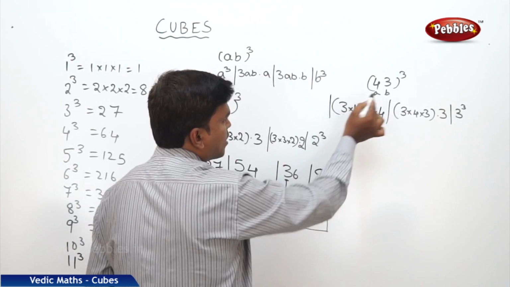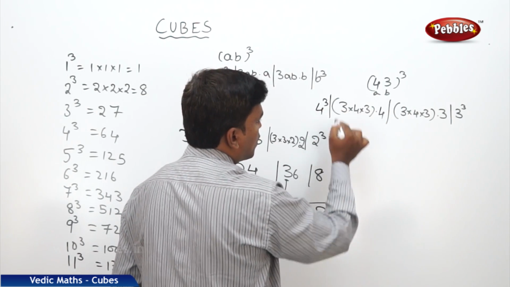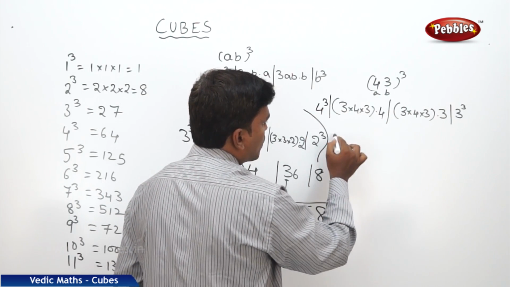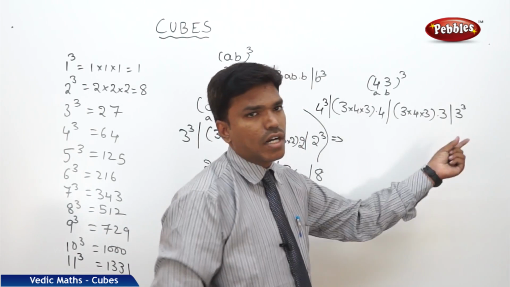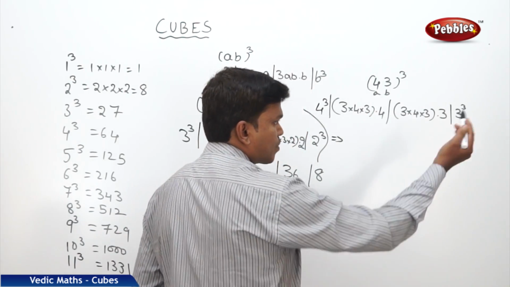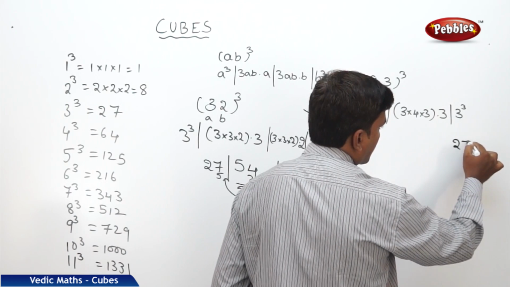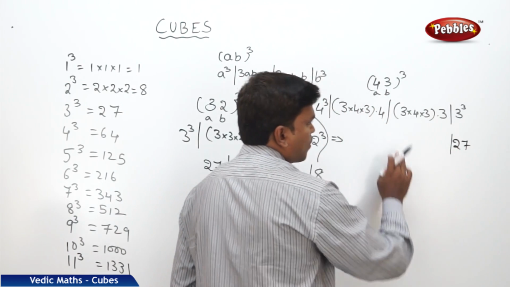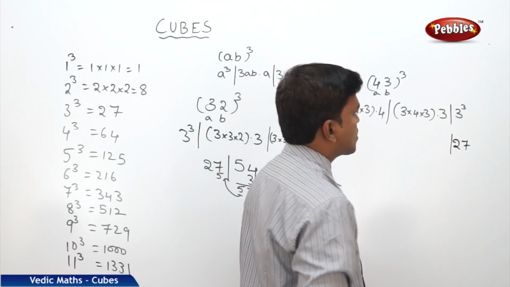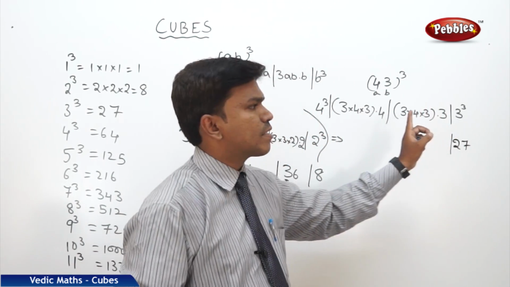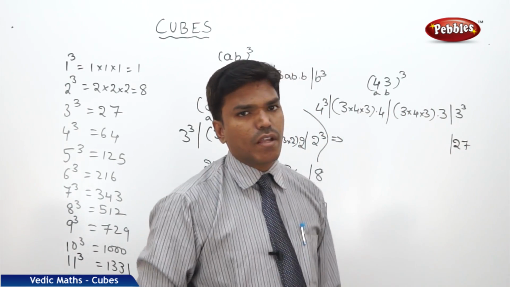A cube. What is A in this one? 4. So 4 cube. Okay. Now, let us start calculation from the right side. 3 cube means 27. Now 3 4s are 12. 12 3s are 36. So 3AB is 36. 36 into 3, 108.